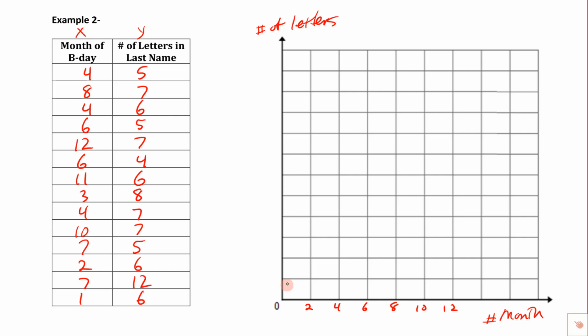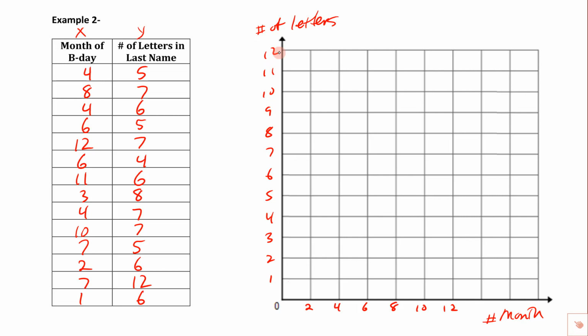So let's just check and see if we can count by 1. 1, 2, 3, 4, 5, 6, 7, 8, 9, 10, 11, 12. Fits perfectly there. So 1, 2, 3, 4, 5, 6, 7, 8, 9, 10, 11, and 12. Okay, no need for a broken axis on either of these or anything like that.